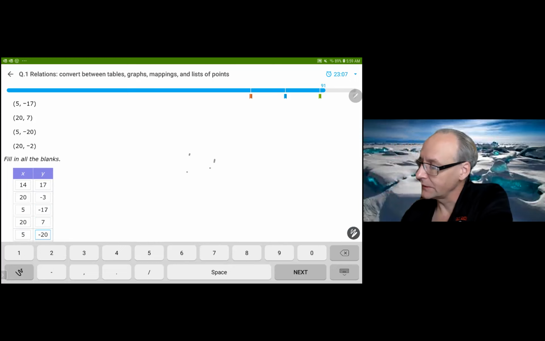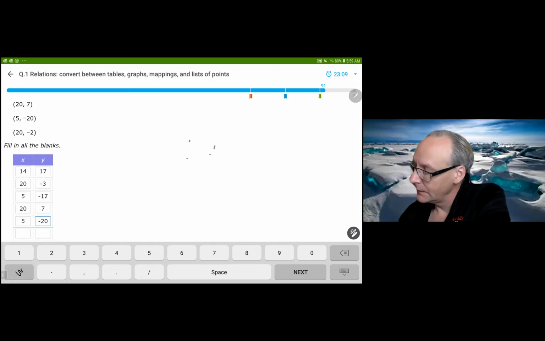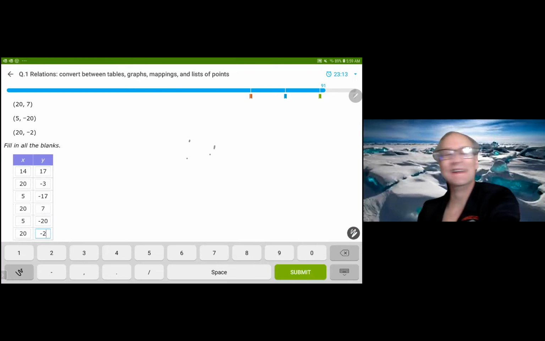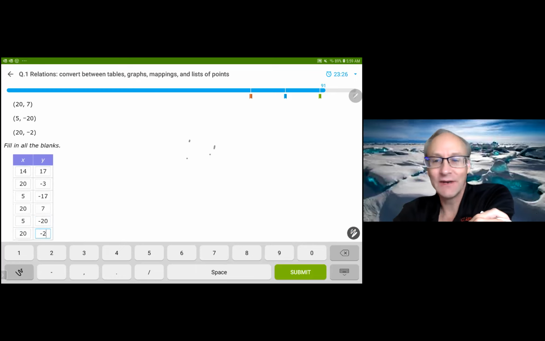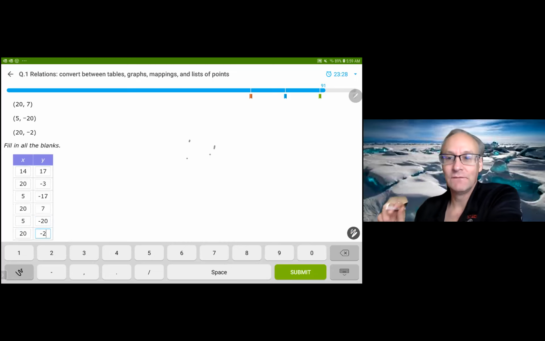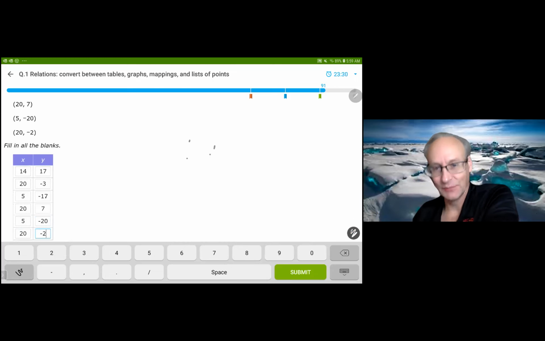And we have a 20 going to negative 2. So the question is, is this relation a function? I keep trying to teach you why you want to get this done. 20 is going all over the place. Notice the 20 went to negative 3, the 20 went to 7, and the 20 went to negative 2. Very hard to predict this. Functions have to be predictable. We have to be able to say, if I have 20 for x, I know what I'm going to get.